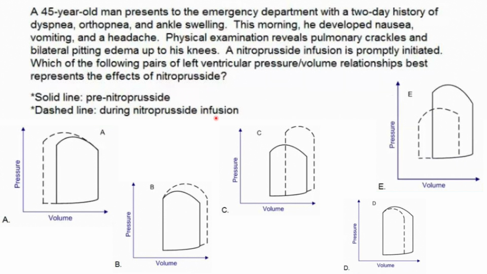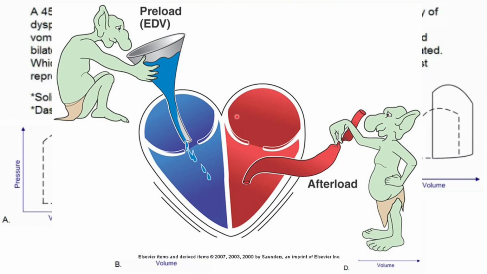Now, what exactly is nitroprusside? It is a vasodilator. It dilates the arteries and dilates the veins. Remember, guys, when we dilate the arteries, that means I'm decreasing this clamping effect. That means I'm decreasing the afterload. And so this high peak of the curve should go down a little. So the afterload is going down.